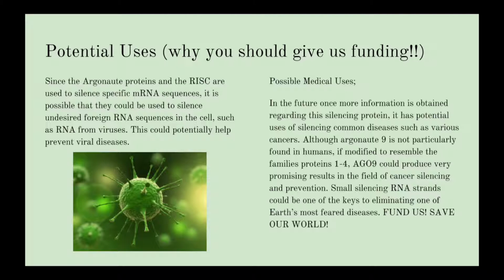Possible medical uses. In the future, once more information is obtained regarding the silencing protein, it has potential uses of silencing common diseases such as various cancers. Although Argonaute 9 is not particularly found in humans, if modified to resemble the family's proteins 1 through 4, AGO9 could produce very promising results in the field of cancer silencing and prevention. Small silencing RNA strands could be one of the keys to eliminating one of the Earth's most feared diseases. Fund us and save our world.